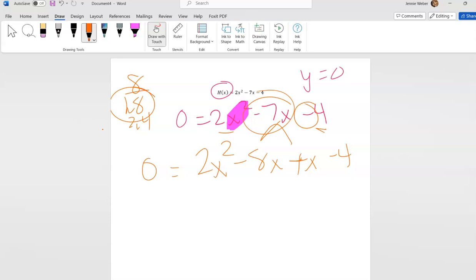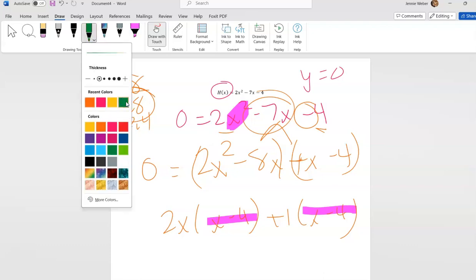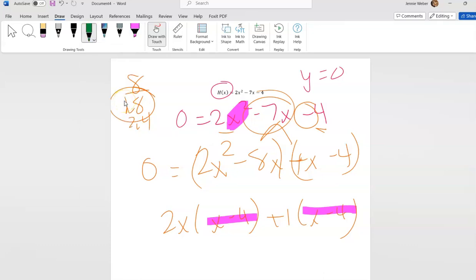Then I'm going to factor by grouping. So here and here. So here I'm going to take out a 2x, leaving me x minus 4. Here I'm just going to take out a 1 because there's nothing to take out. So then these are identical, which is what I want. So I'm going to pull them forward, and I'm going to get x minus 4, and then I'm left with 2x plus 1.